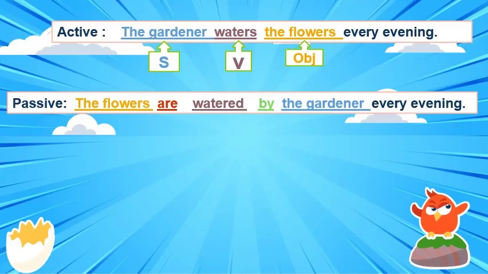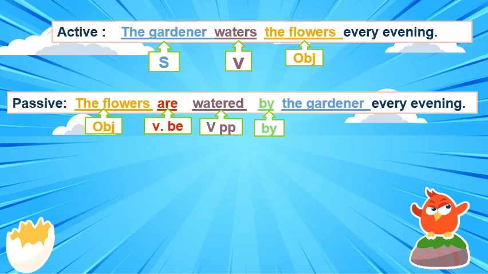I will start with the object. Okay, the object here is the flowers, and are the flowers singular or plural? Sure, plural. So it will take are, and after that water. I will change this verb to the past participle, so it will be watered. And at the end I will add the subject. Okay, so this is the form of the passive and the active sentence. Okay, don't forget this, please.